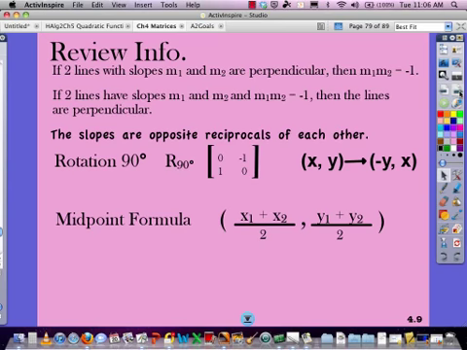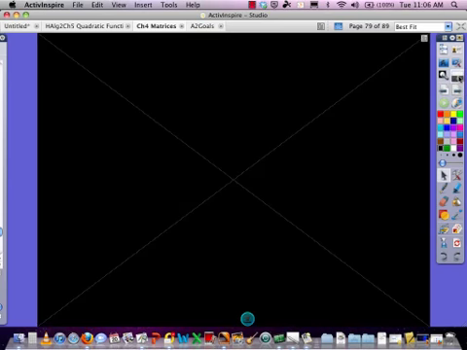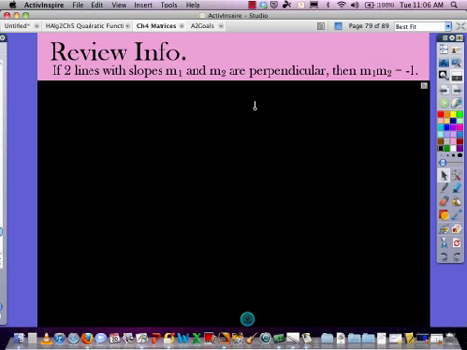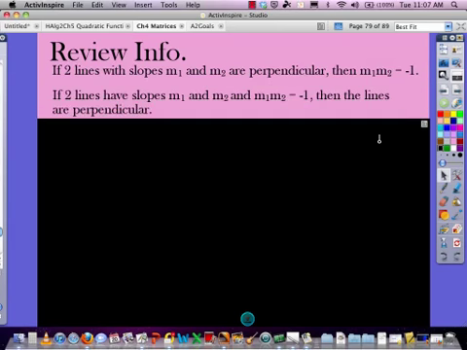So some review info. Please make sure you take a look and you understand each piece separately. So first one, if two lines with slopes m1 and m2 are perpendicular, then you should be able to multiply those two slopes and get an answer of -1. Next, if the two lines have slopes m1 and m2, and they do multiply together to equal -1, then you know the lines are perpendicular. So they are sort of inverse situations of each other.